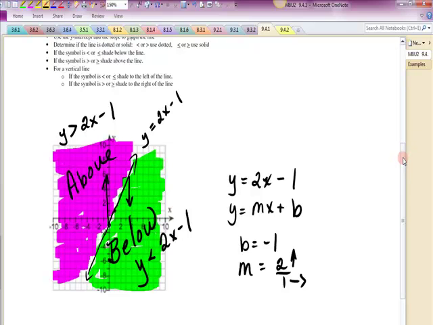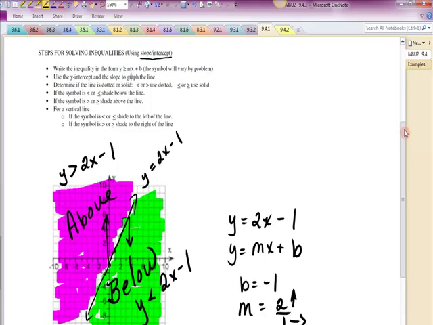When we graph inequalities, let's take a look at these steps. The first thing I'm going to encourage you to do is write the inequality in the form y greater than or equal to mx plus b, and the symbol will vary by the problem. Sometimes it'll be a less than, a greater than, less than or equal to. It'll be one of the 4 inequality symbols. I encourage you to go ahead and use the y-intercept and the slope to graph just the boundary line.